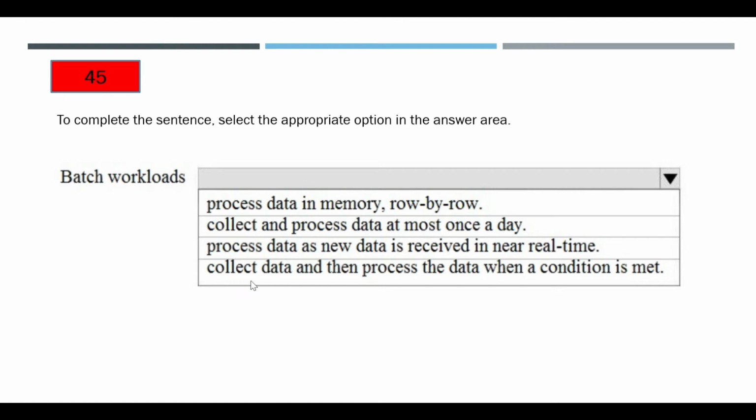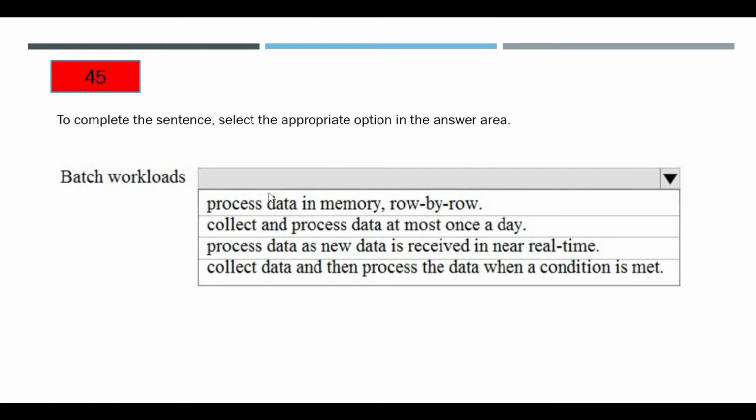The fourth says collect the data and then process the data when a condition is met. That is exactly right, because that's what batch workloads are meant for. It keeps on collecting the data. Suppose you're asking someone to send the data every 8 hours. Suppose this batch starts at 9 a.m., so every 8 hours, that means 5 p.m. Between 9 a.m. and 5 p.m. it will keep collecting the data and send the entire set of data in a batch when the condition is met. And what is the condition? The condition is that the data should be sent every 8 hours. So the moment those 8 hours are completed, the condition is met and the collected data is sent across.